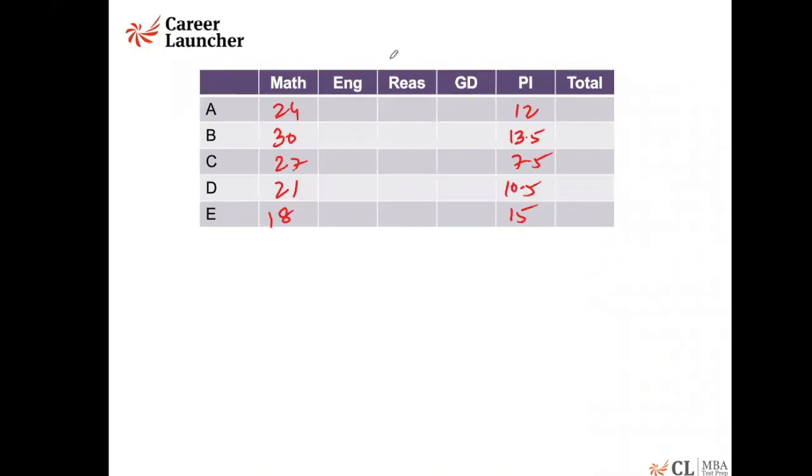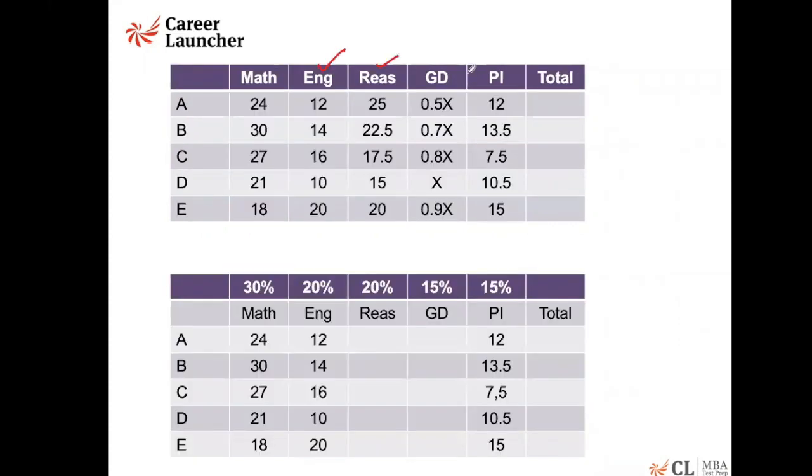All of you, just go back here, stop it here if you want to do it for English and reasoning. Now for GD, I have already put in here. Now you need to convert this into the weightages. Now this is 30% weightage, but the highest is also 30. Because the highest is also 30 and the percentage weightage is also 30, the scores will exactly be the same. There is no change. Similarly, 20% is the weightage and the highest is 20. There will be no change.